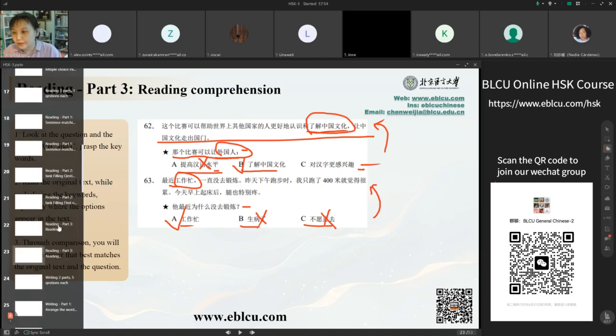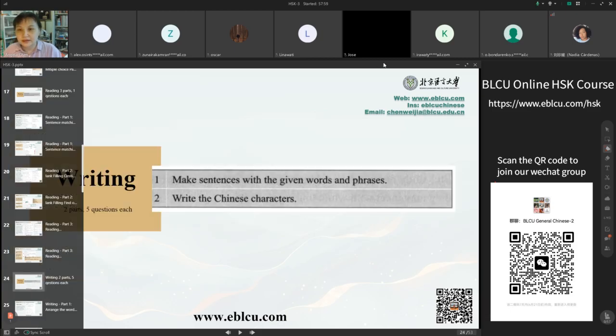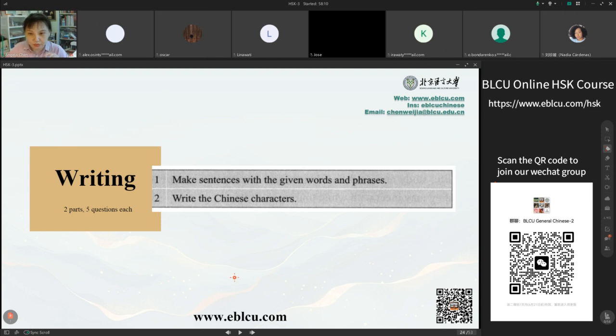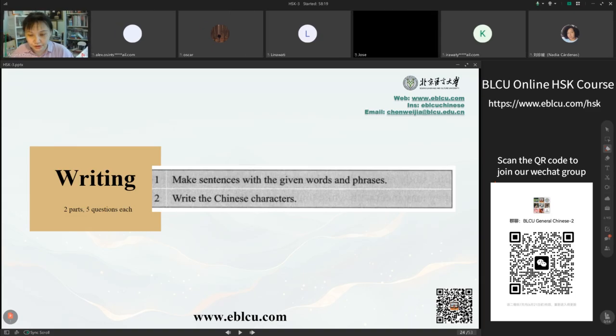All right, so that's the reading part. That's all for the reading part. And let's continue with the last part of the HSK test, which is writing. Writing only has 2 parts. One is making sentences with the given words, actually putting the words in the correct order to make a sentence. And number 2 is writing the Chinese characters. For each part, there will be 5 questions.